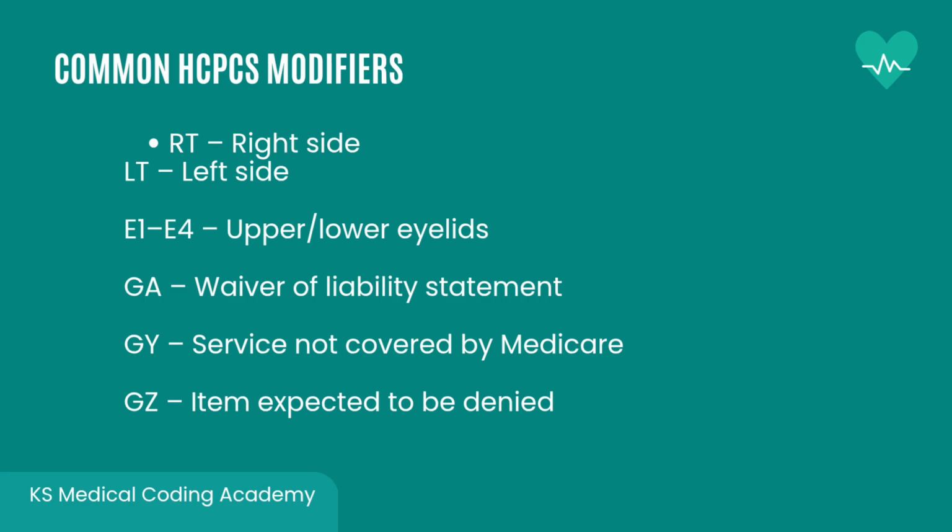Common HCPCS modifiers. Just like CPT, HCPCS uses modifiers to give more detail. RT and LT indicate right or left side. E1 through E4 identify specific eyelids. GA, GY, and GZ are important Medicare-related modifiers. They indicate when a service isn't covered or when a waiver of liability is involved. Make sure you review these before your exam.